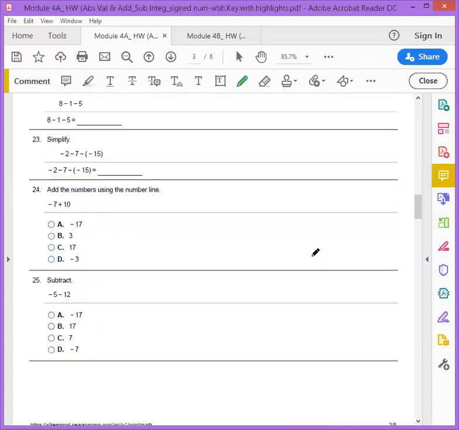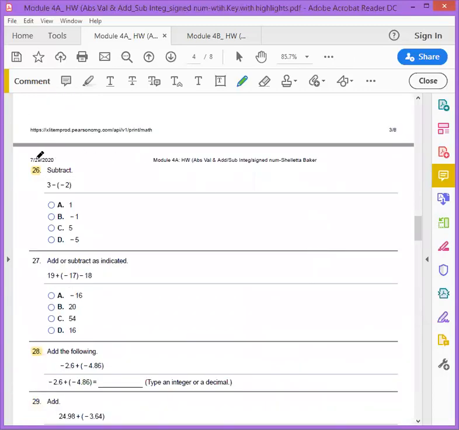All right, let's look at number 26. Now for 26, you're subtracting, we have 3 minus negative 2. Whenever you see a negative times negative side by side, that becomes addition. So this problem becomes 3 plus 2, or 5. And that's our answer.